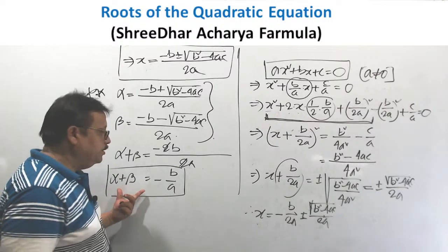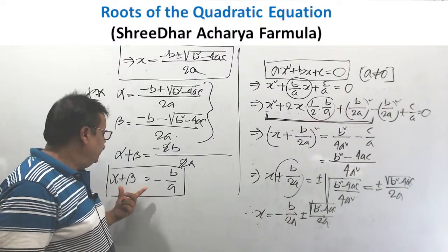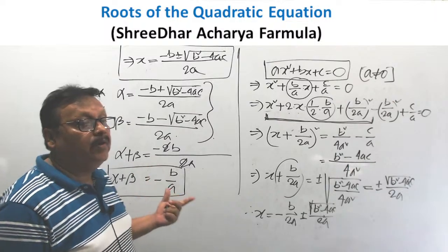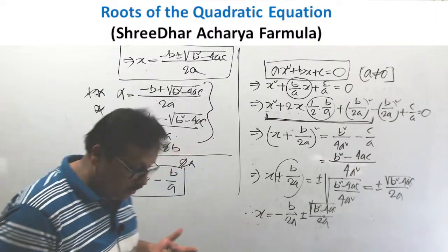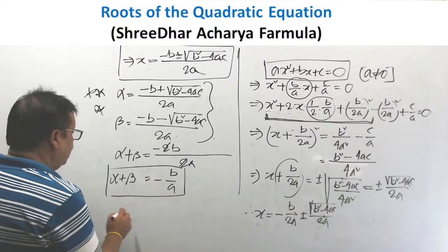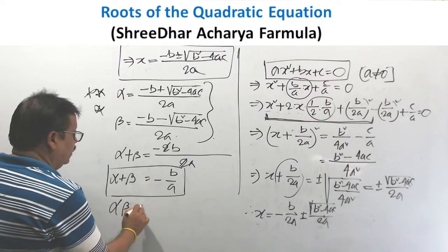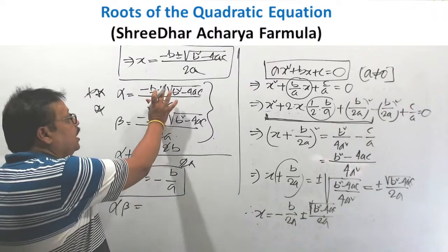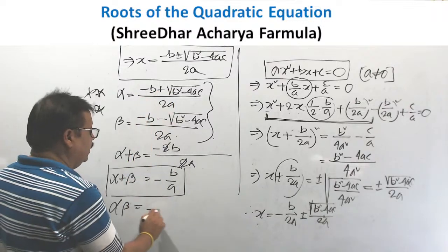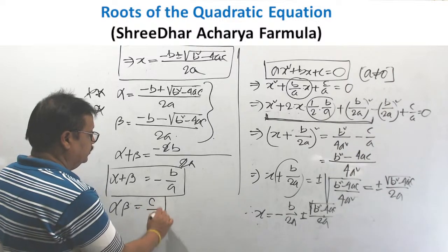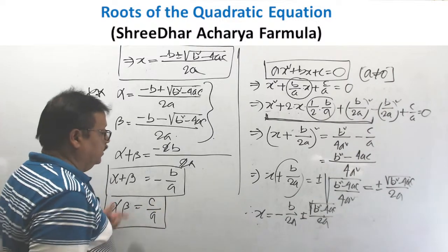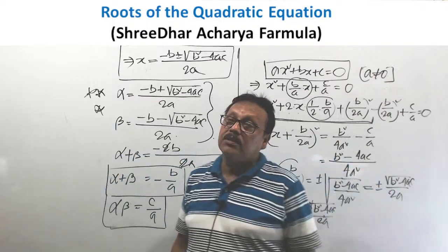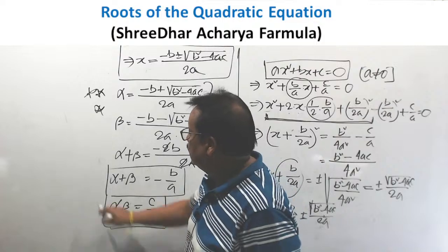This is the relation, one relation between the roots and the coefficients. B and A are what? Coefficients. Okay, this is one relation. And try to find the product of the roots. Product of the roots, you will simplify, and of course you will get c by a. That is, sum of the roots is minus b by a, and product of the roots is what? C by a. You will remember these two.